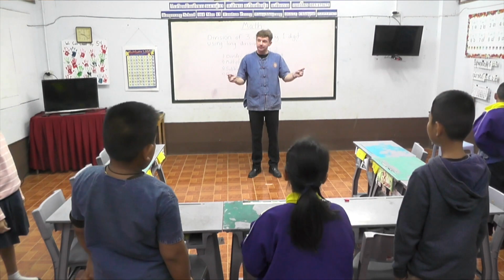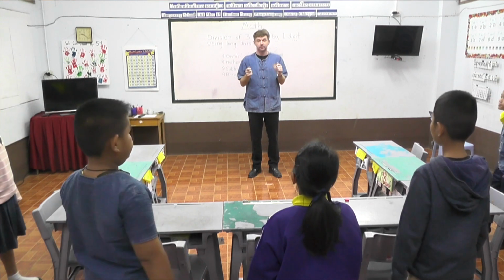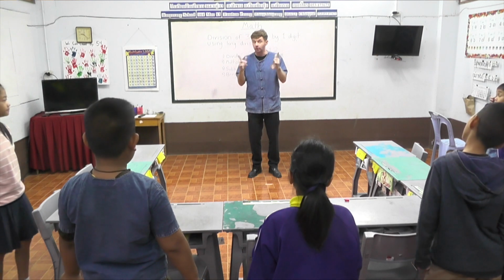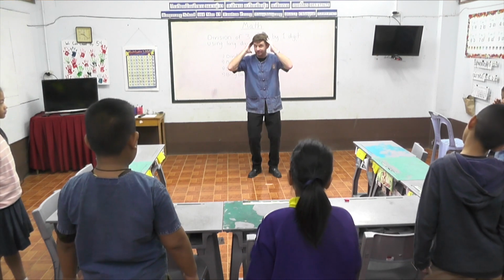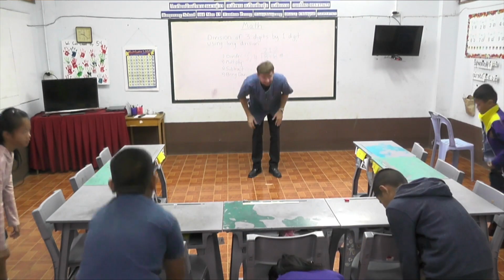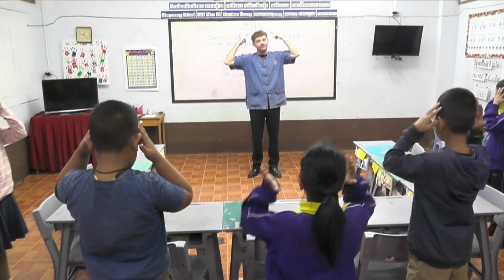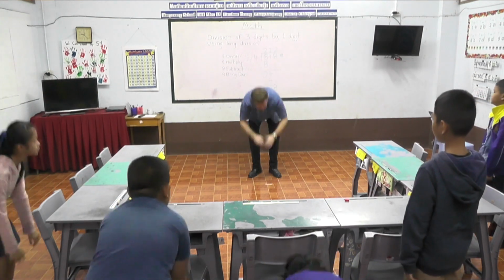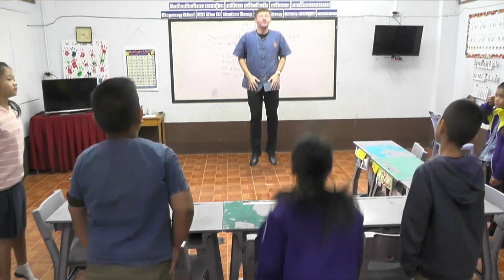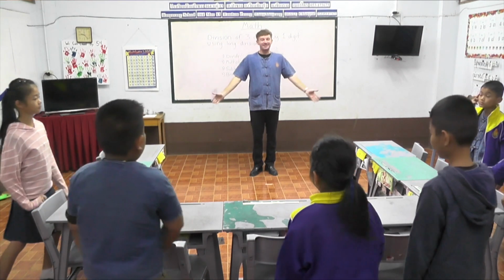Now, let's do it one more time. But this time, let's do it quickly. Are you ready? Head, shoulders, knees and toes, head, shoulders, knees and toes, eyes and ears and mouth and nose, head, shoulders, knees and toes. And to finish, we're going to do 5 jumps. 1, 2, 3, 4, 5. Excellent, guys. Have a seat.